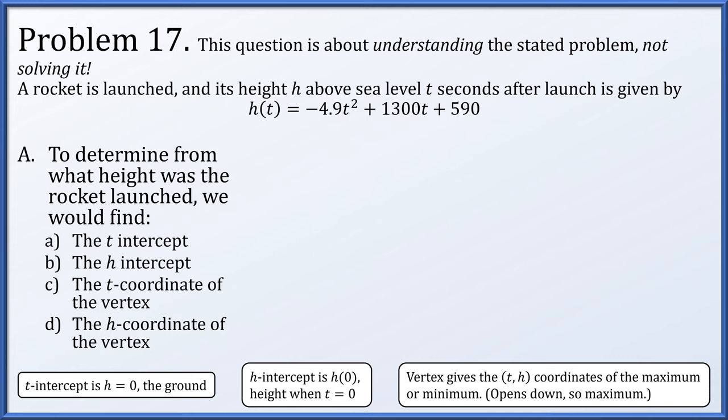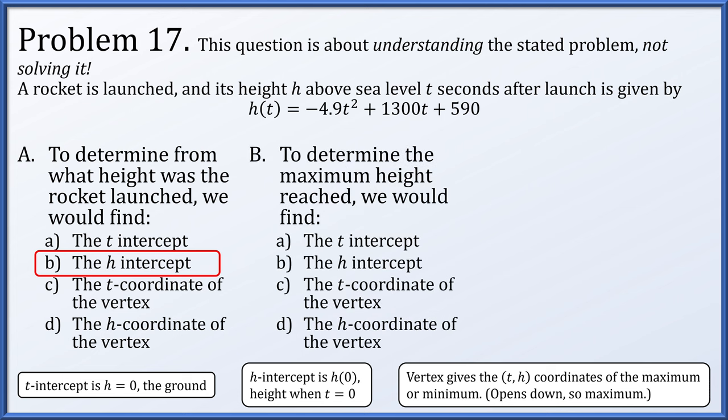So of these options, what tells us from what height the rocket was launched? I want to determine a height, I want to solve for an h. It's definitely not the t-intercept. That's specifying h is equal to 0. Instead, it's setting t equal to 0. The time of launch is t equals 0. Looking at the problem description, t is seconds after launch. So the launch itself is t equals 0. That's the h-intercept.